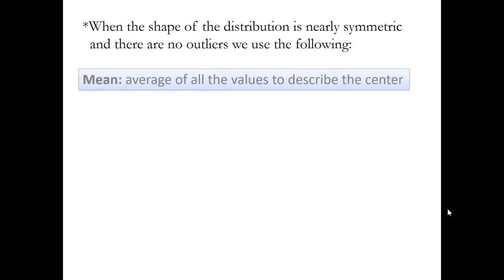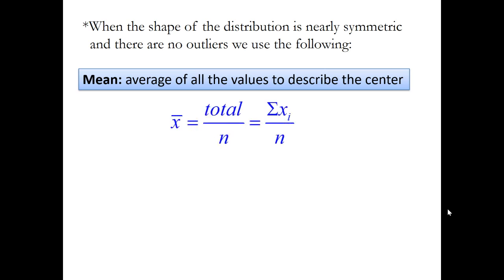So when the shape is nearly symmetrical, and we're going to transition to our new topic here. When the shape of our distribution, the shape of our data, is nearly symmetrical and there's no outliers, that's when we use the mean to describe them, because that uses all of the values to come up with the center. But if I have outliers, I'm going to use a median. And X bar, that's my sample mean. It's still just the total of all the data added together divided by how many points of data I had.